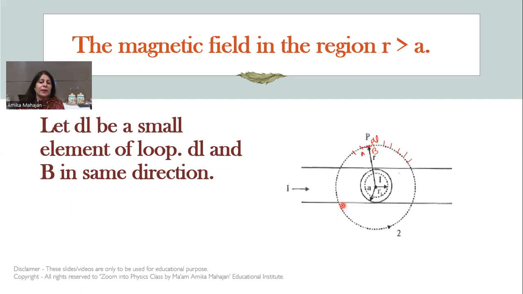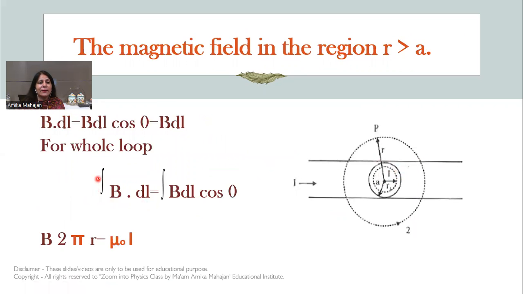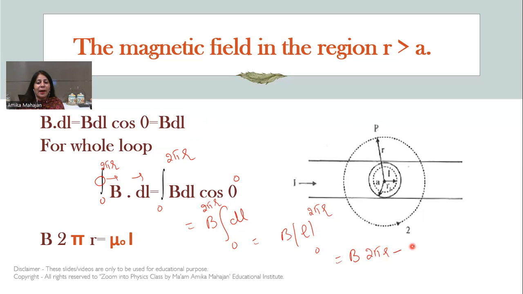Now, magnetic flux density B and segment dl both are in the same direction. So, B dot dl will be B dl cos 0 degree. And if I have to consider the whole loop, then I have to integrate over the closed loop from 0 to 2 pi r. 2 pi r will be the length of this loop, which is equal to the circumference. So B dot dl integration over the closed loop from 0 to 2 pi r will be B dl cos 0 degree. And when I put limits after integrating, B will be constant. So integration of 1 with respect to dl will be L. So in place of L, first I will put upper limit 2 pi r. It will be B into 2 pi r minus lower limit 0. So the left hand side will be B into 2 pi r.